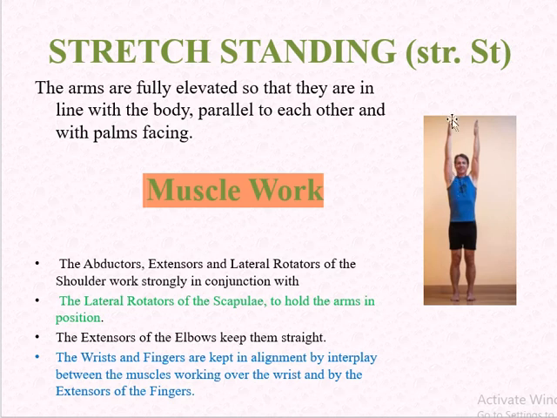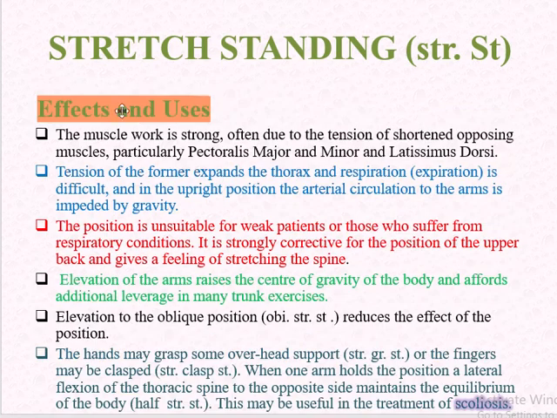Besides this, extension of the elbow keeps the elbows straight. Wrist and fingers are kept in line by interplay between the muscles working over the wrist and by the extensors of the fingers. Effects and uses of stretch standing: the muscle work is strong, often due to tension of the short and opposing muscles, particularly pec major and minor and latissimus dorsi. Obviously, there is increased tension in these muscles.